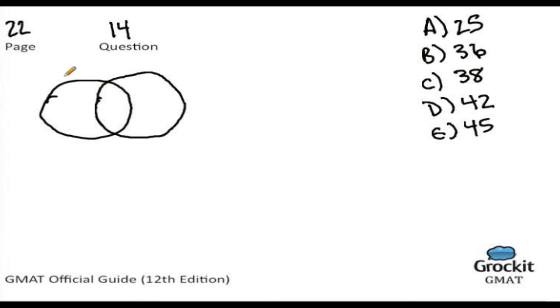So we have people who are supervising the children. We have people who are bringing refreshments. The people in the middle here are the ones doing both, and then we have some other number down here that's doing neither. So then we fill in the information, and all of this ends up equaling 84.